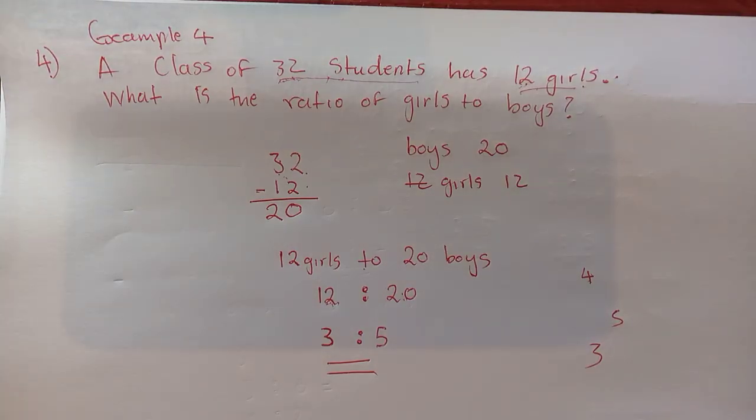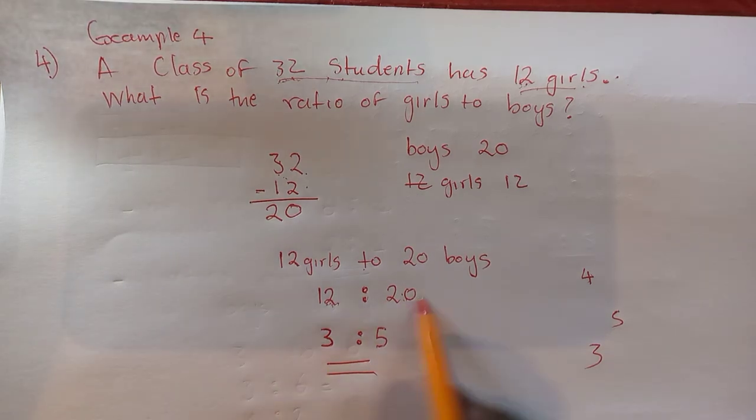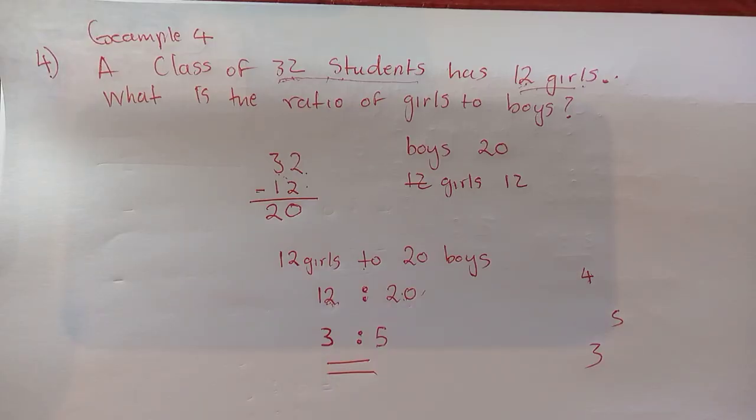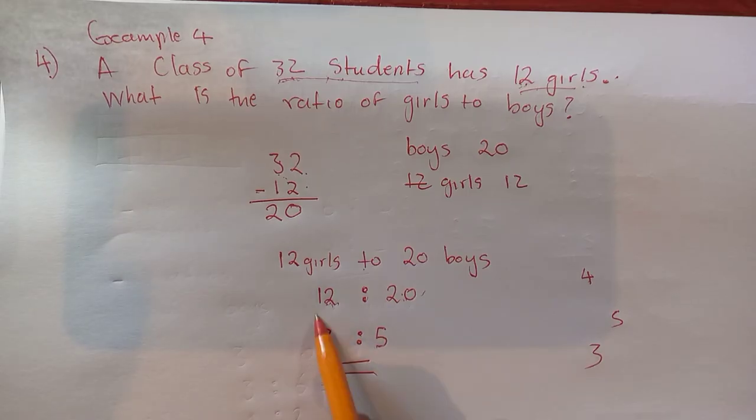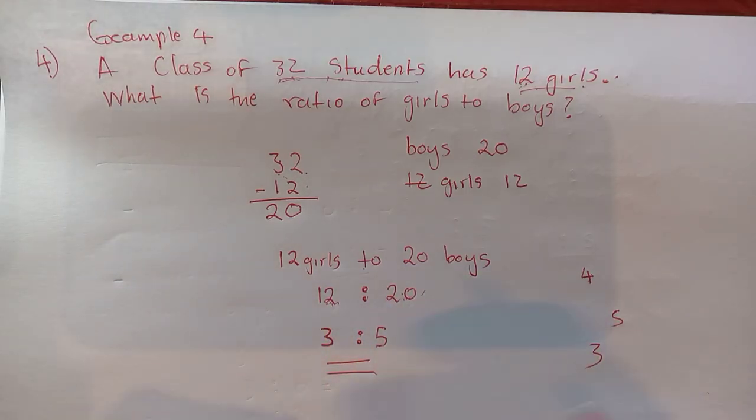And keep in mind, don't forget, because a ratio can be written as a fraction, it can be simplified in a similar way by dividing. That's what we did. We divided both parts by a common factor. We found that the number that can go into 12 and 20 is 4. So always simplify if it can be simplified.